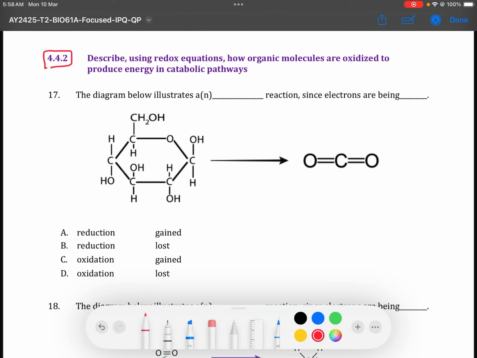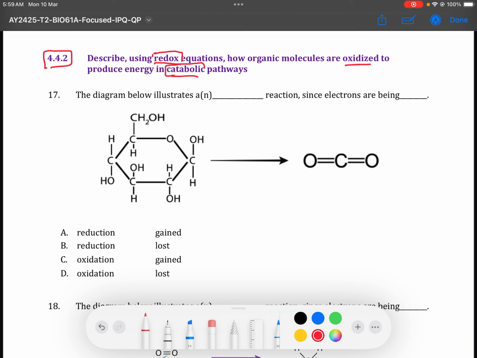Okay, students, now in this video, we will talk about the questions related to cellular respiration. So the first question: describe using a redox equation how organic molecules are oxidized to produce energy in the catabolic pathways. So first of all, you should know the meaning of redox and the catabolic pathways.